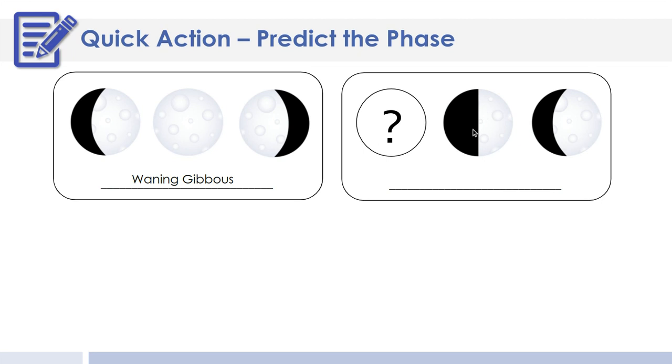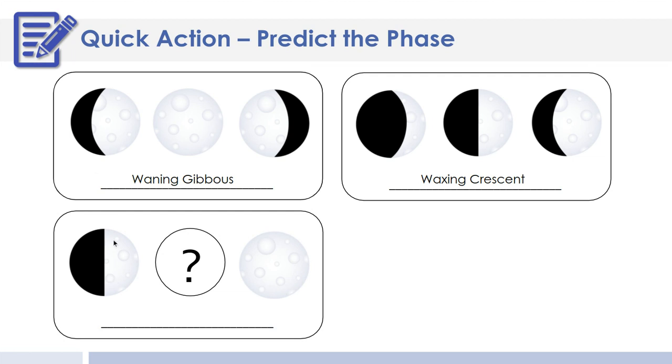Here we have a first quarter with the light on the right. Here we have a waxing gibbous. So what comes before the two? All right, so if the light's on the right, light is decreasing on the right. So here's our waxing crescent. Here's our first quarter. Here's our waxing gibbous.